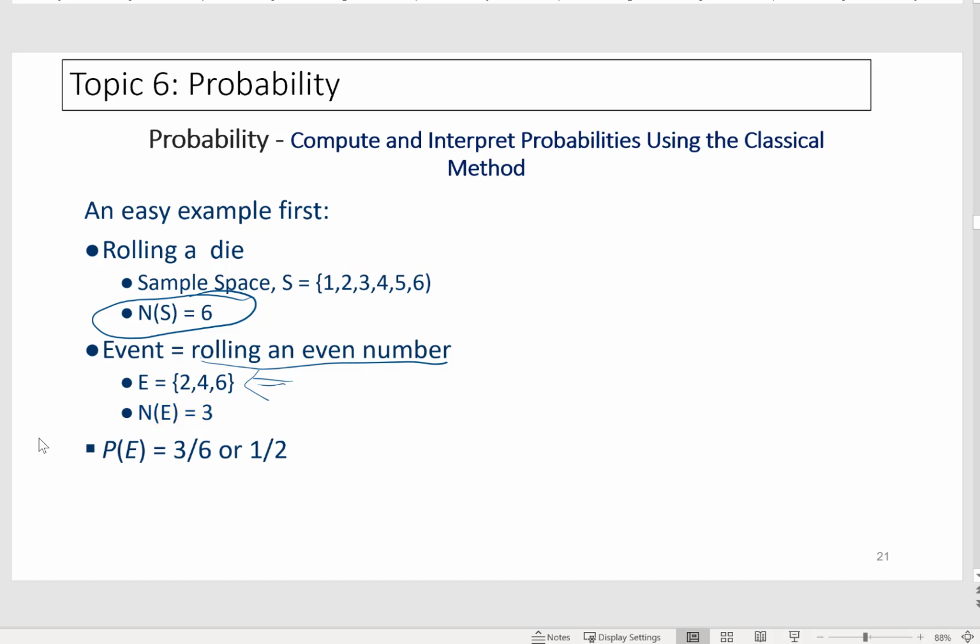So if classically I want to calculate the probability, the number of ways I get what I want is 3, divided by the 6 possible outcomes. So the probability of that event is 3 out of 6, or you could write it as 1/2, or you could write it as 0.5. You could also say 50% of the time you'll roll an even number if you did it over and over and over again.